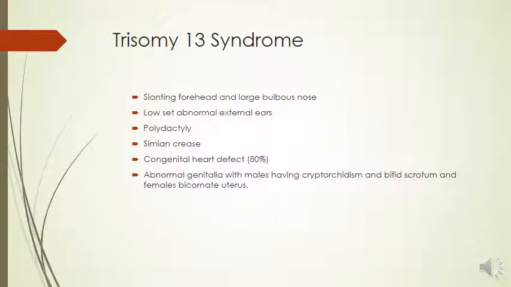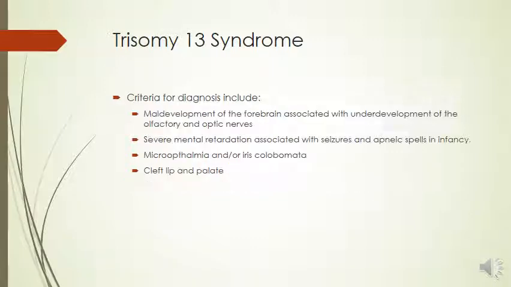Looking at the syndrome, you would see babies that have a slanting forehead and a large bulbous nose, and low-set abnormal external ears. They have polydactyly, but quite often it looks like skin tags. A simian crease, again, we see with this syndrome. Congenital heart defect occurs in about 80%. Abnormal genitalia, with the males having cryptorchidism and a bifid scrotum, and the females having a bicornuate uterus.